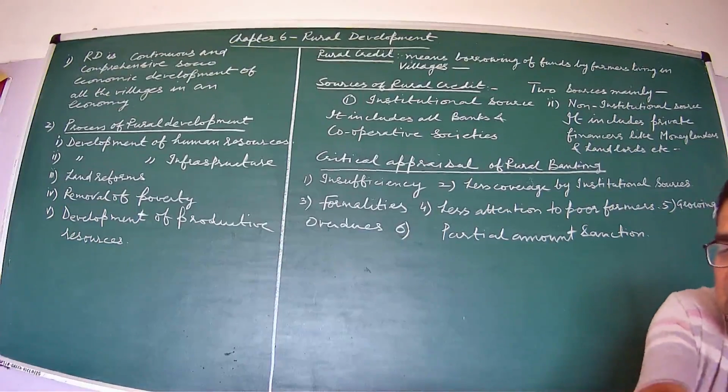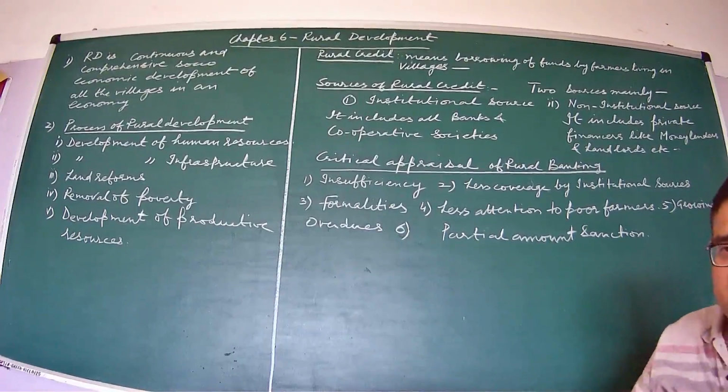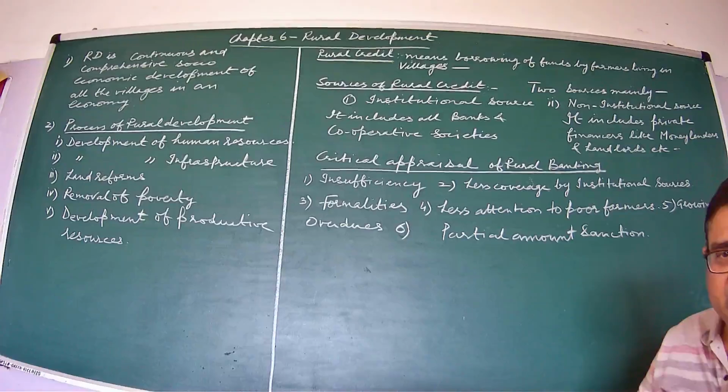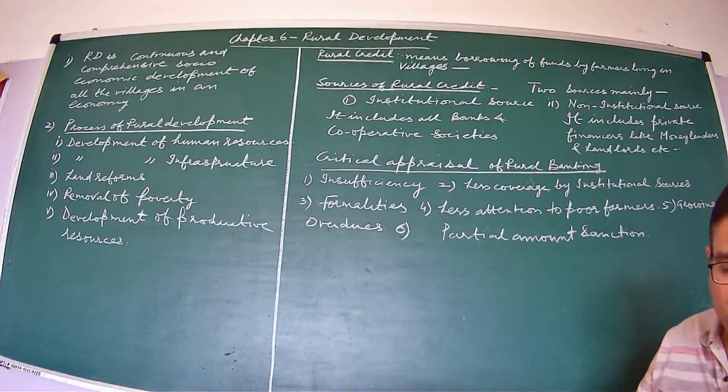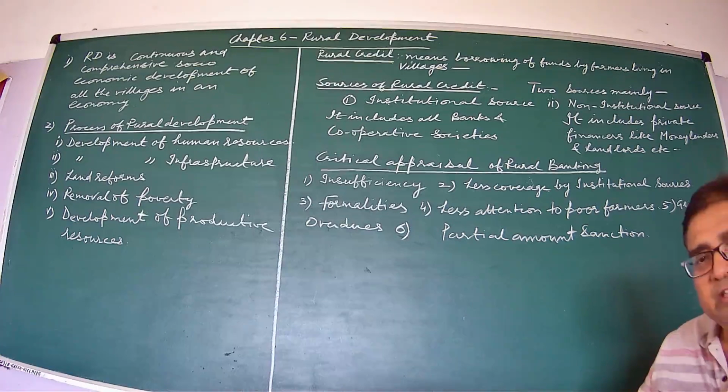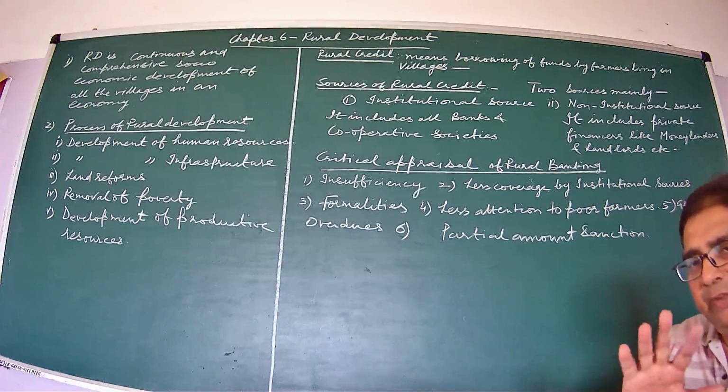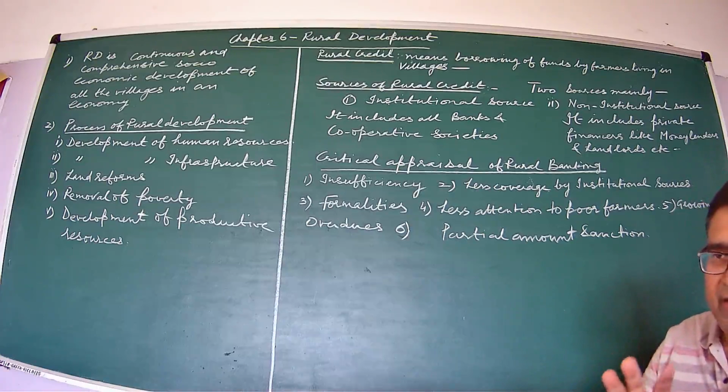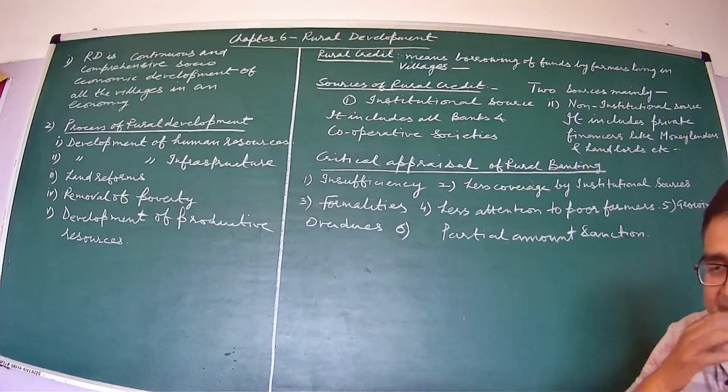We will discuss the credit and marketing facilities for rural people, diversification of agriculture activities, and organic farming and its significance in sustainable development. Three important things we have to study, right?